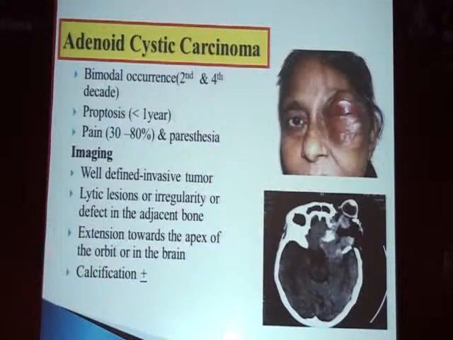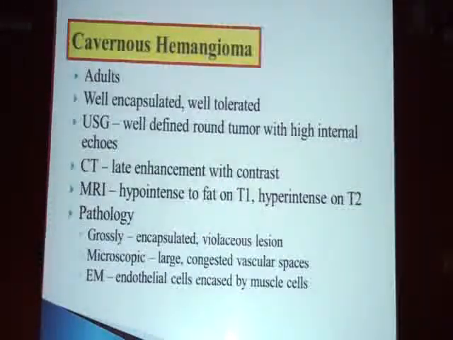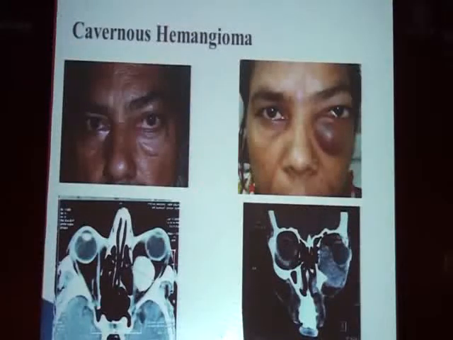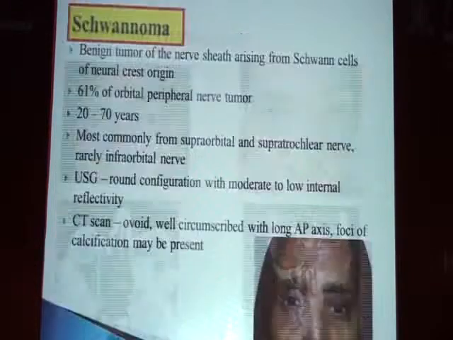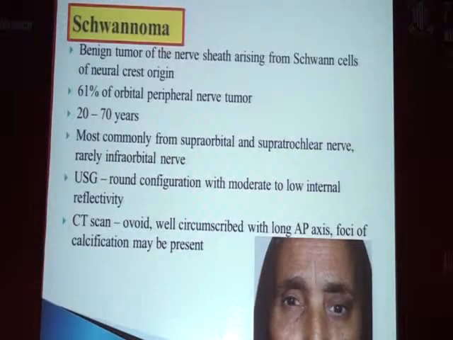Now coming on to adenoid cystic itself, these will be patients with proptosis of less than 1 year, and pain will be seen in almost 80% of patients along with paresthesia, along with bony destruction on CT scan. Now cavernous hemangioma, as we all know, is a well localized tumor, mostly intraconal with an axial proptosis like this. Sometimes they will be in the inferior orbit.